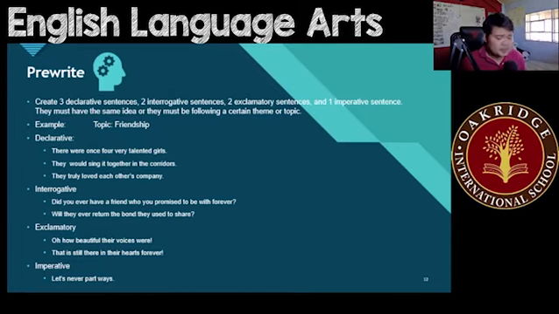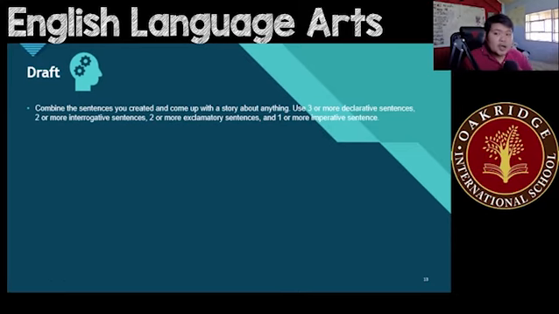That's what you kids are going to do. Come up with either a topic first and then your sentences, or come up with sentences and then relate it to a topic. It's up to you, kids. When you're done with that, combine the sentences you created and come up with a story about anything. Use 3 or more declarative sentences, 2 or more interrogative sentences, 2 or more exclamatory sentences, and 1 or more imperative sentence. The number is up to you, but make sure it's 3 or more declarative, 2 or more interrogative and exclamatory, and 1 or more imperative sentence.